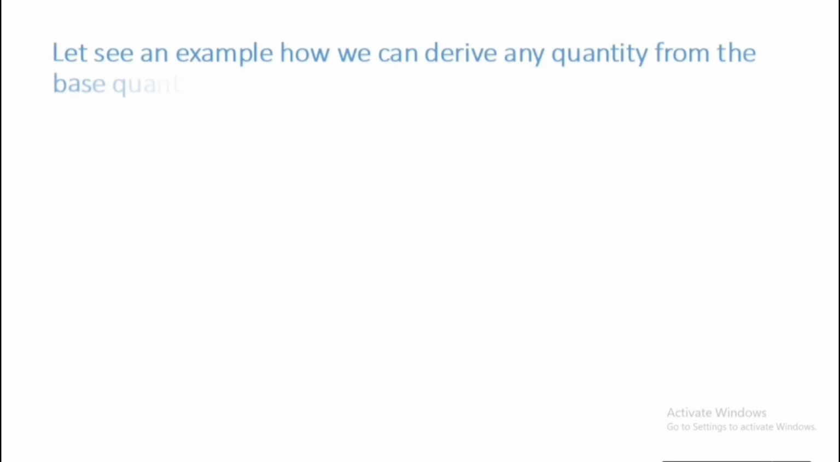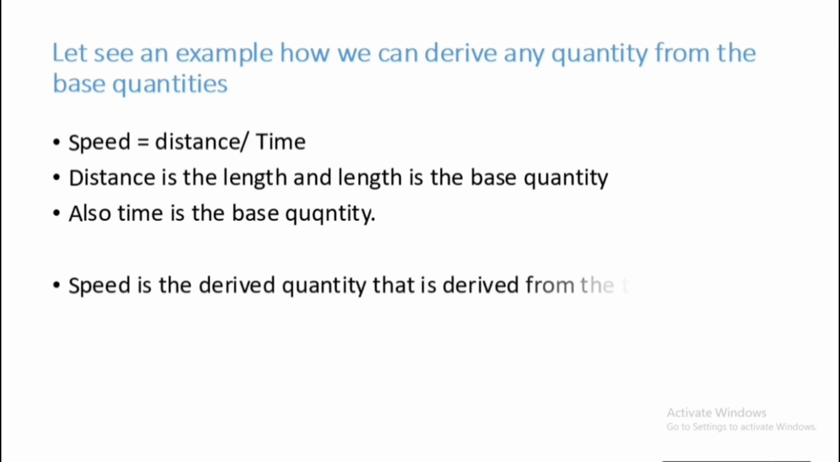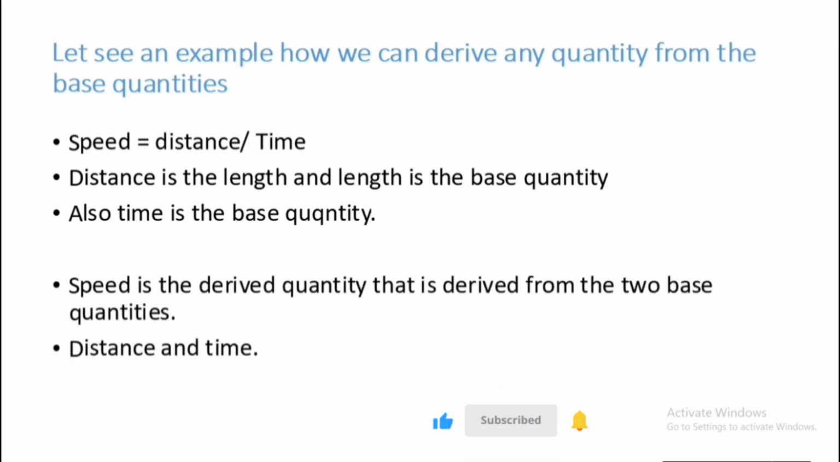Let's see an example of how we can derive any quantity from the base quantity. For example, speed is equal to distance per unit time, while distance is length and length is a base quantity. Also, time is a base quantity. So, speed is a derived quantity that is derived from the two base quantities, that is distance and time.